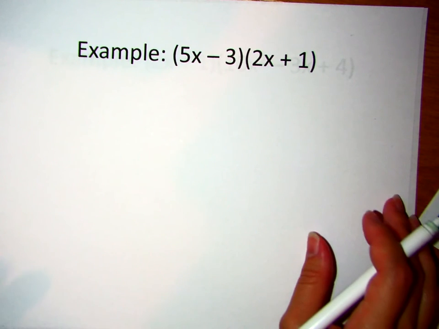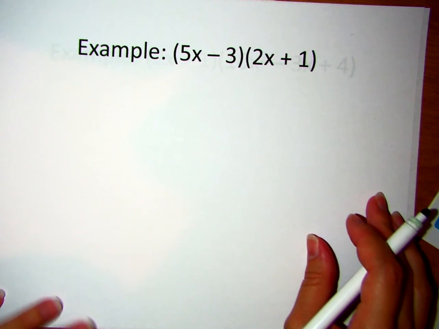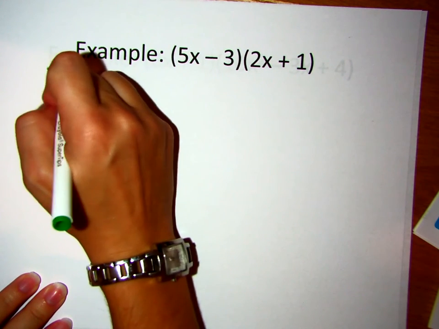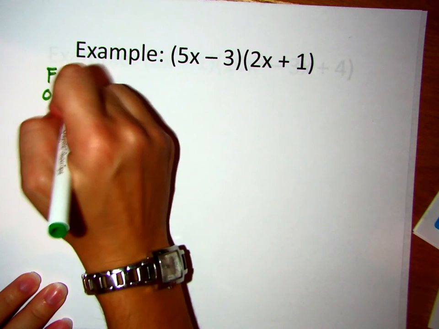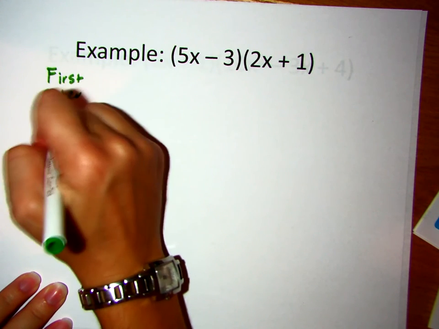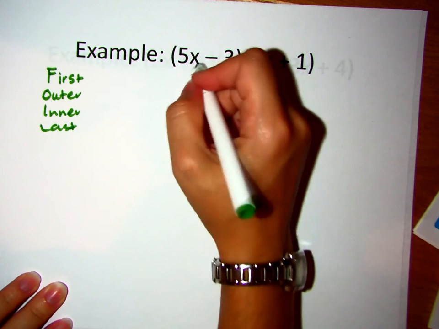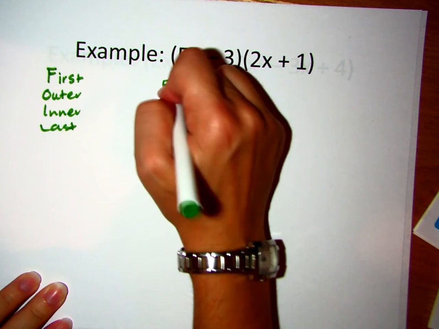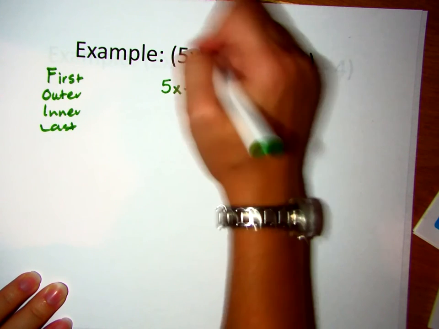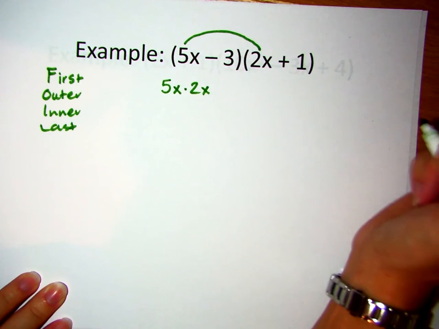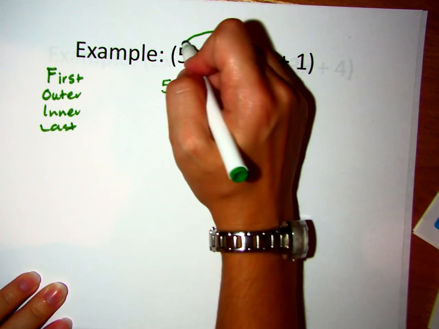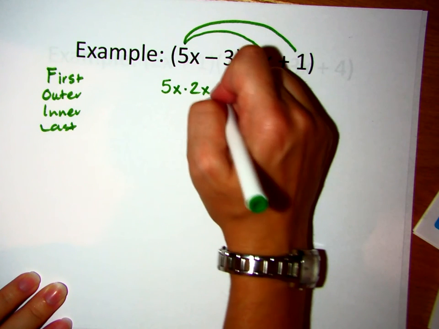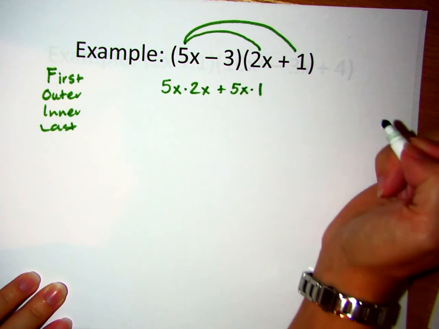We can also have a binomial times a binomial. And when that occurs, you want to do something called FOIL. FOIL means that we're going to go for the first terms, the outer terms, the inner terms, and then the last terms. So we're going to look for the first terms. The terms in the first position are 5x and 2x. So 5x times 2x. That takes care of that. Then we're going to do the outer terms, the ones on the outside. So we've got 5x and 1. So that would be plus 5x times 1.